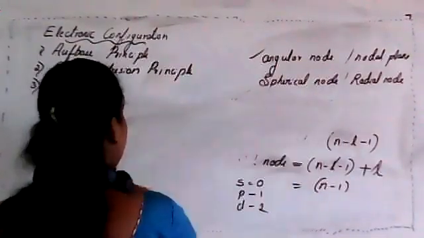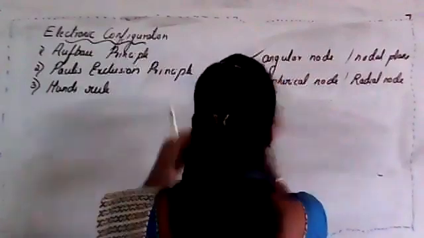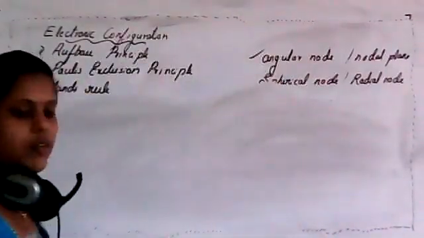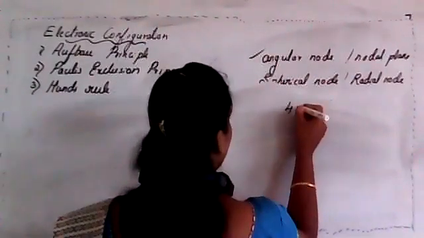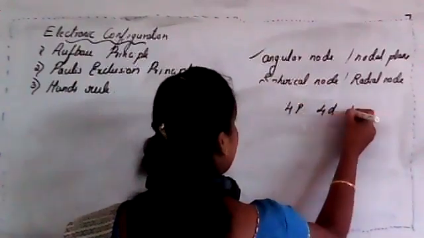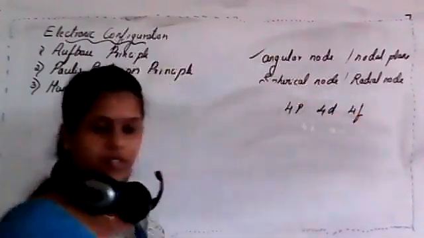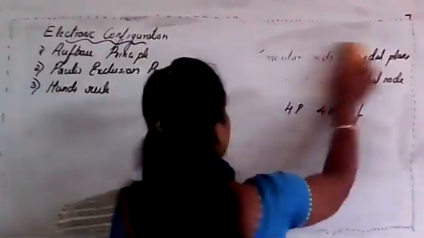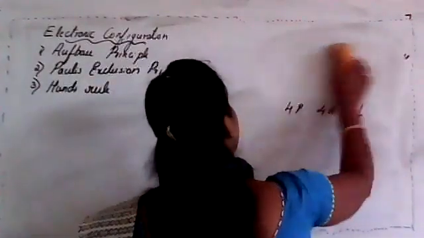So just find out these three values for 4p, 4d and 4f. Okay? So we'll continue with the next topic.